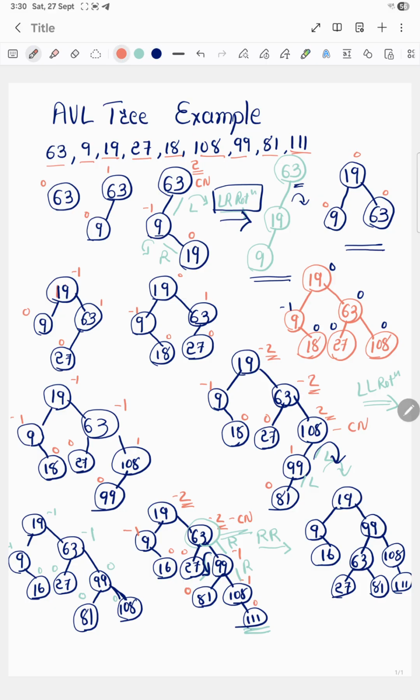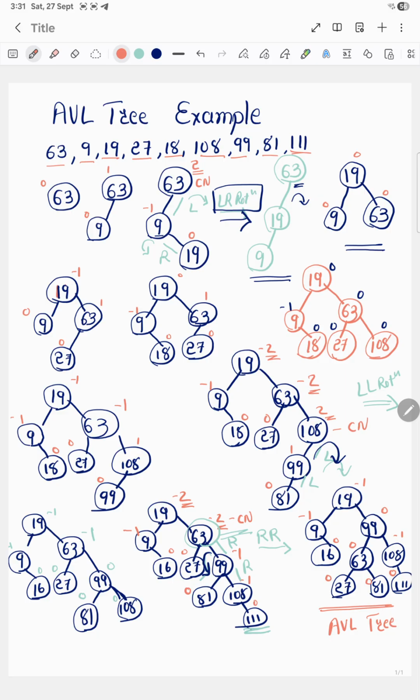Now if I check the balance factor, for 27 it's 0, for 81 it's 0, for 111 it's 0, for 63 it's 0, for 108 it's 0 minus 1, so minus 1, for 99 it's 0, for 16 it's 0, for 9 it's 0 minus 1, so minus 1, and for 19 it's 2 minus 3, so again minus 1. So here as you can see, none of your balance factors is exceeding those values, right. It is in between 0, 1 and minus 1 only. So now this is your answer, this is your final AVL tree, right.